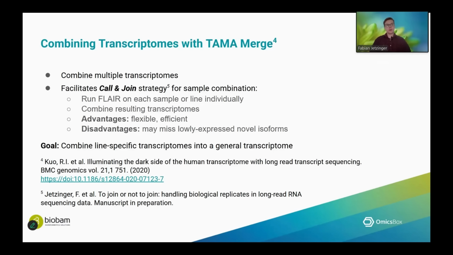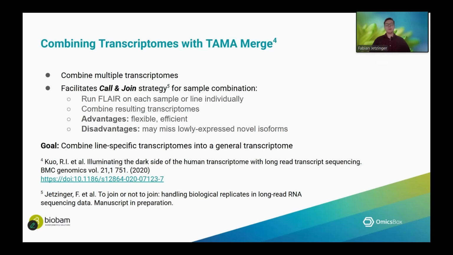So for the call and join strategy that we have chosen for today, we will run FLAIR either on each sample or, in our case today, on each line individually, and then combine the resulting transcriptomes. The advantage of this strategy is that it is more flexible and efficient. So we can stop our process anywhere halfway through. If we get new data from new lines in the future, we don't have to redo any analysis on the existing data.